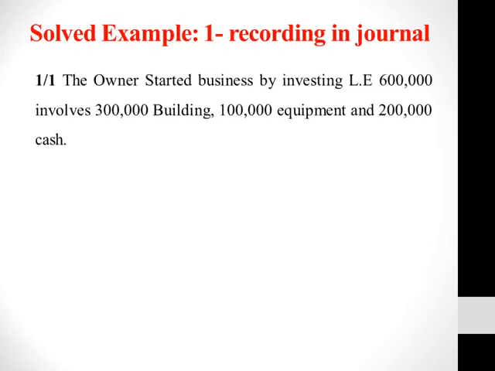The first transaction states that the owner started his business by investing 600,000, involves 300,000 building, 100,000 equipment and 200,000 cash. Of course, building, equipment and cash are all assets and all these represent the capital of the business. So the journal entry will be as follows.